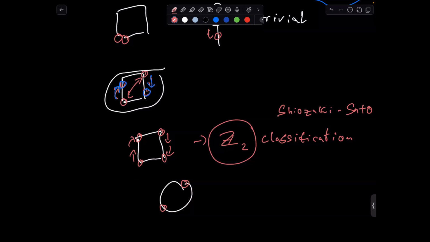Okay. Any other questions? So we have, yes. Sorry? No. You don't need a lattice. You could do this in the continuum. You just need inversion and chiral symmetry.